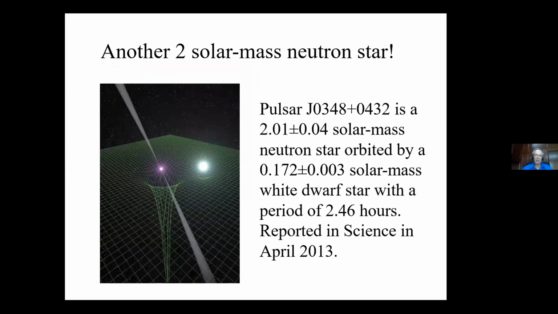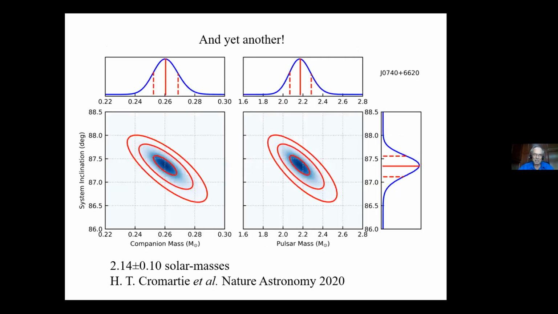That was a great discovery. But soon after, another 2 solar mass neutron star was discovered. This was reported in Science in 2013. This is a 2.01 plus or minus 0.04 solar mass neutron star orbited by a white dwarf with only 0.172 solar masses. The period is about 2.46 hours. And yet another, I mean, this is amazing. This discovery was reported in 2019, I think, but published in Nature Astronomy in 2020.